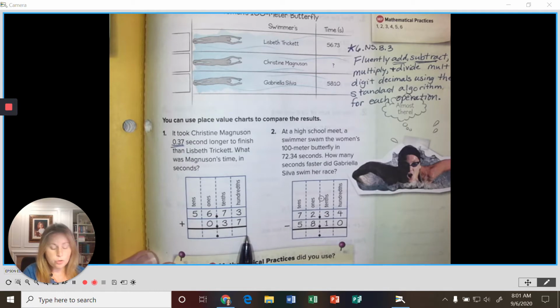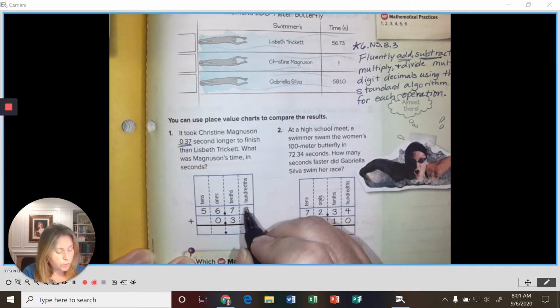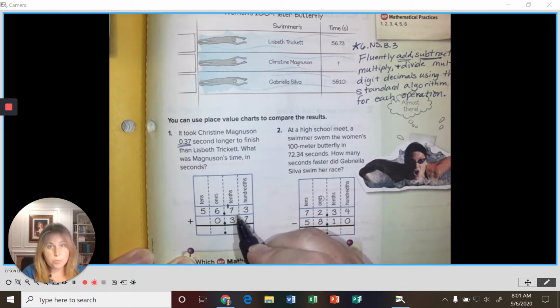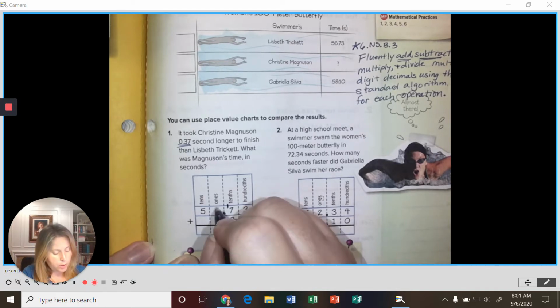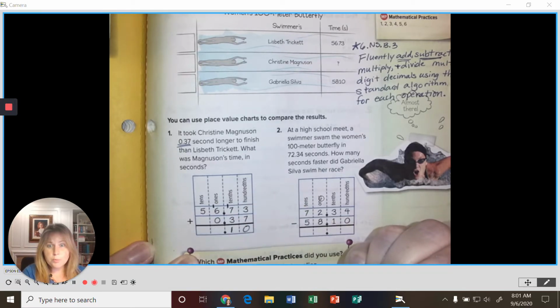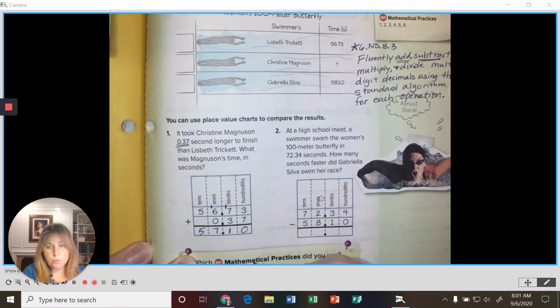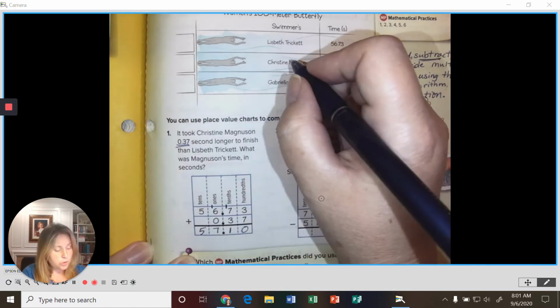When we are adding and subtracting, we will work from the right to the left, okay? In case we need to carry or borrow. We're adding in this instance, so 3 plus 7 is 10. We write the 0 and carry the 1. 7 plus 3 is 10, plus the 1 we carried is 11. So we write the 1, carry the 1. 1 plus 6 is 7, plus 0. So 1 plus 6 plus 0 is 7. And 5 plus nothing is 5. So 57.1 seconds is how long it took Christine Magnuson.